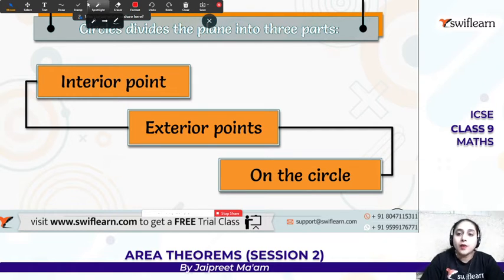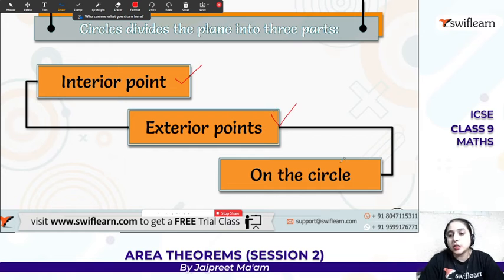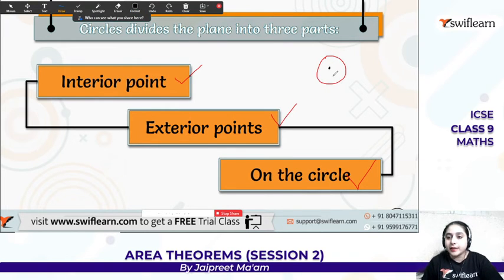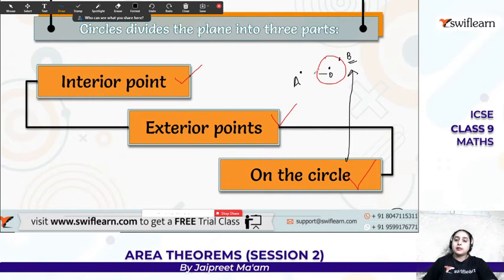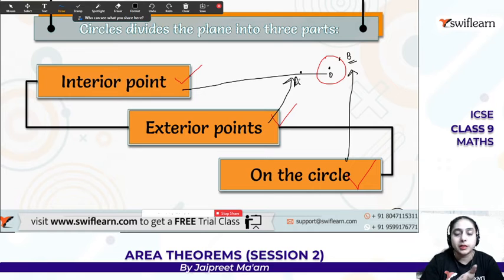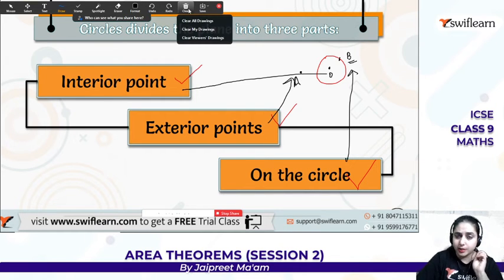So let's see, a circle divides the plane into 3 parts. Now what are those 3 parts? Interior point, exterior point, and on the circle. For example, this is a circle, right? And this is a point inside it, and I will call it A, and I will make another point on the circle, B, and one more point outside the circle, O. So it's on the circle, it's inside the circle, interior, and this is exterior. Exterior means outside, interior means inside. Okay, so these are the interior point, exterior point, and on the circle.